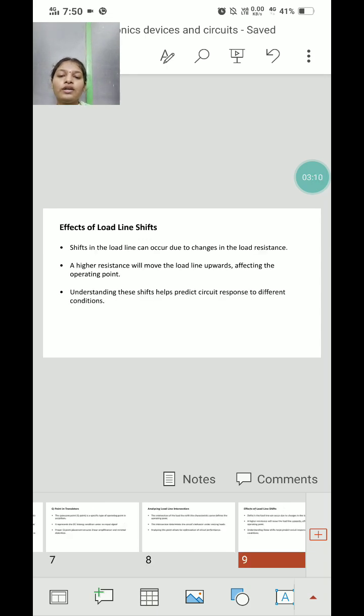Next, we can go through the effects of load line shifts. Shifts in the load line can occur due to changes in the load resistance. A higher resistance will move the load line upwards, affecting the operating point. Understanding these shifts helps predict circuit response to different conditions.